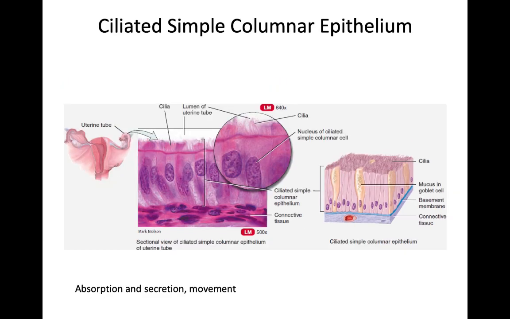Ciliated simple columnar epithelium is columnar epithelium that has cilia. You can see the cilia up here sticking up off of the apical surface of the cells. This type of epithelium is also often associated with goblet cells. And in addition to absorption and secretion, ciliated simple columnar epithelium is also associated with movement.